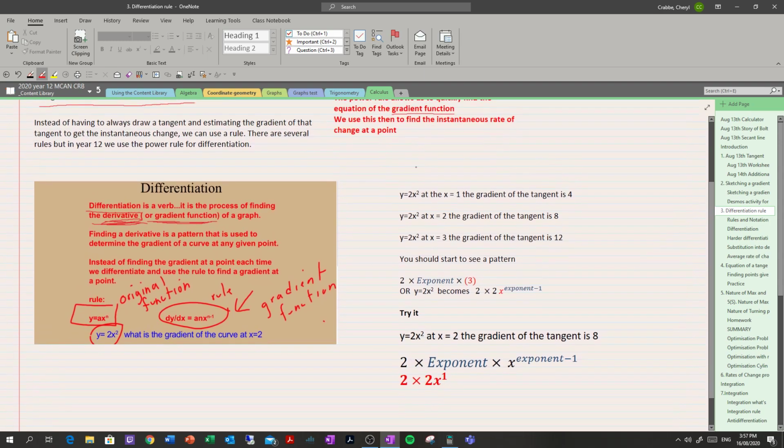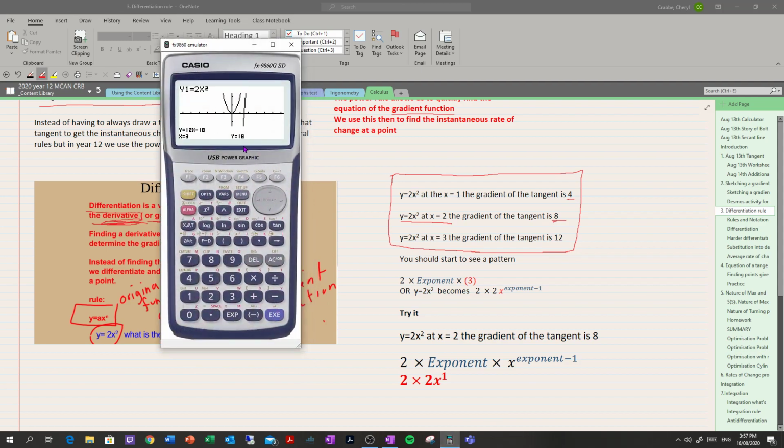So, for example, if we take these three instances, we've already done this with our calculator. We put y is equal to 2x squared into our calculator, and we find what the gradient of the tangent is when x is 1, and we found the gradient of the tangent is 4. If we were to do that same exact thing for x is 2, we would find the gradient is 8. And if you don't believe me, you can check and work it out with your calculator if you want. So I've got 2x squared, I draw it.